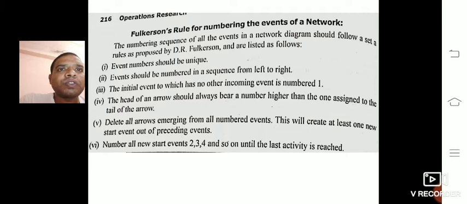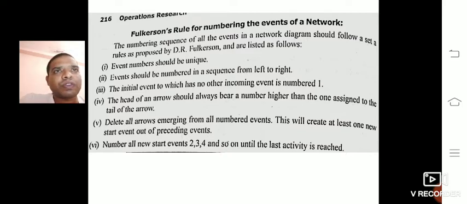Fifth, delete all the arrows emerging from all the numbered events. This will create at least one new start event out of the preceding events. And the sixth one is to number all the start events 2, 3, 4 and so on until the last activity is reached. You can give the numbers from left to right, and stop when you reach the last activity. This is the introduction part of PERT CPM.